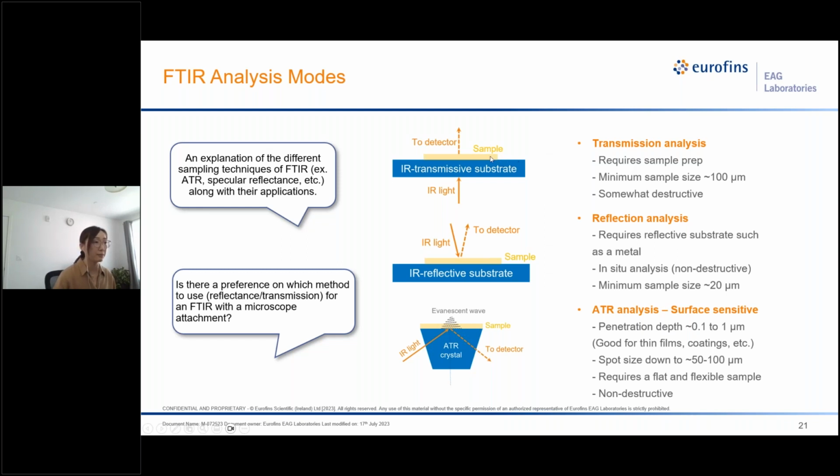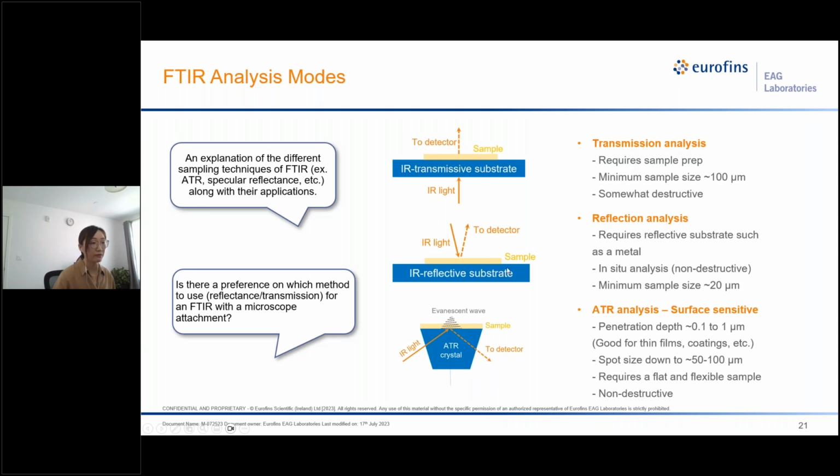In transmission analysis, the material of interest needs to be transferred onto an IR transmissive substrate. The sample needs to be thin enough to allow the transmitted light to be detected. Since the transmission requires sample preparation, the minimum sample size requirement is typically around 100 micron. And since a small portion of the material needs to be removed from the original sample, transmission analysis is destructive to a certain extent.